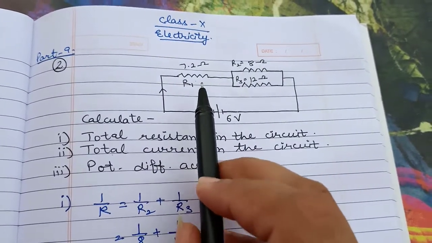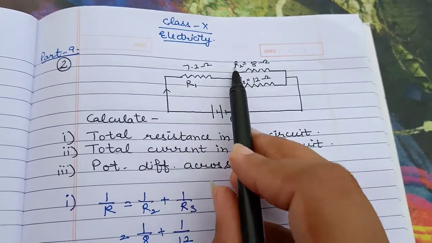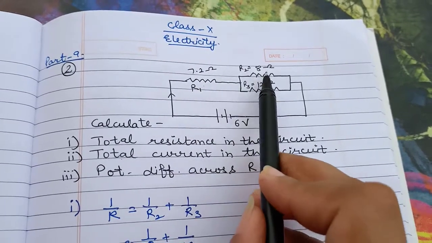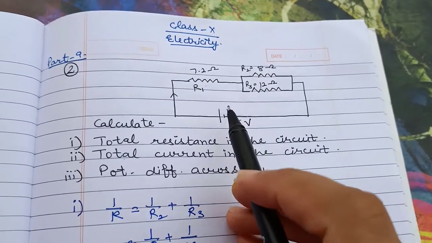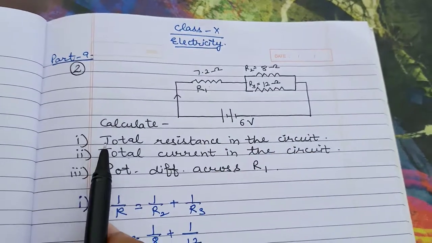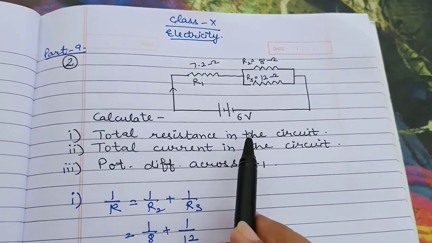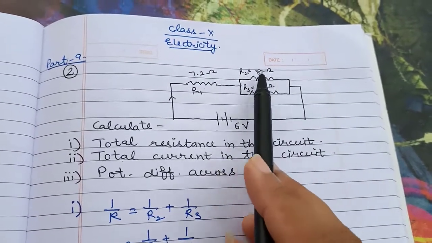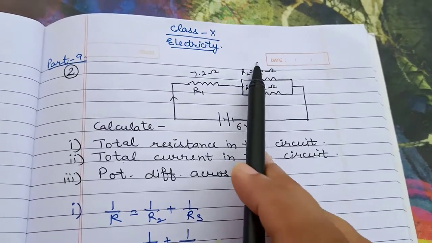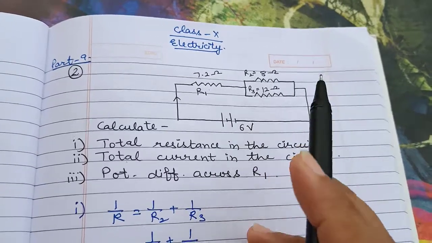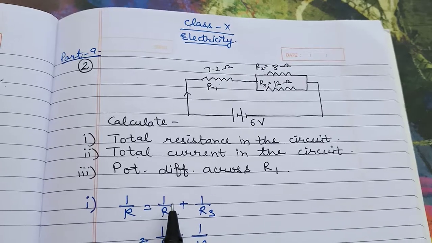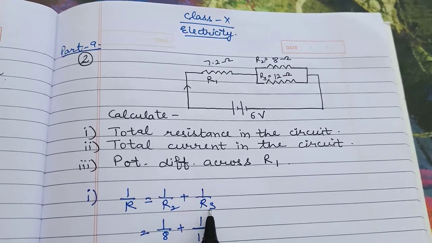As we can see that there are three resistors R1, R2 and R3. R1 is 7.2 ohm, R2 is 8 ohm and R3 is 12 ohm. So in the first part, total resistance. To solve this, firstly we need to find the combination of R2 and R3. For this the formula is 1 by R is equal to 1 by R2 plus 1 by R3.